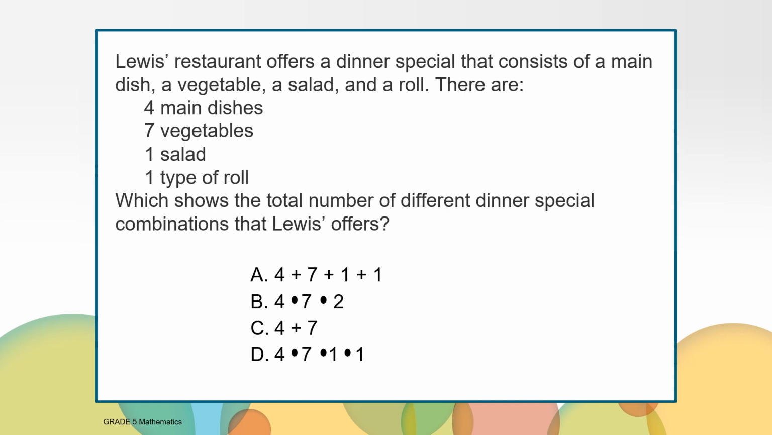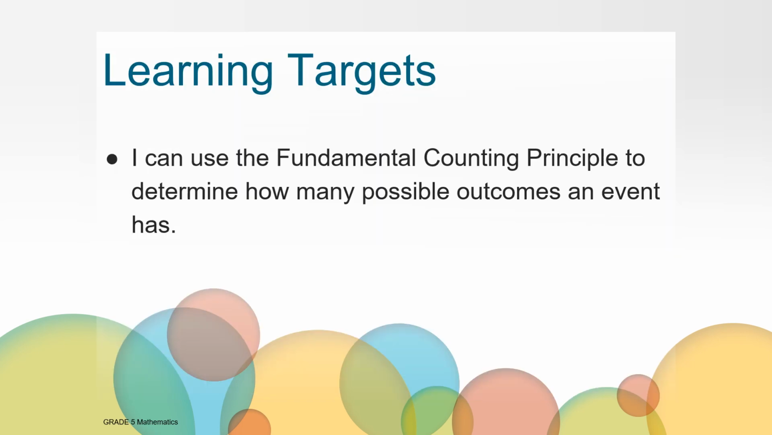The fundamental counting principle tells us that we can multiply the number of each of the events or options to get the total number of possible outcomes. So in this case, there are 4 options for the main dishes, 7 for the vegetables, 1 salad, and 1 roll. So the correct answer is D, 4 times 7 times 1 times 1.